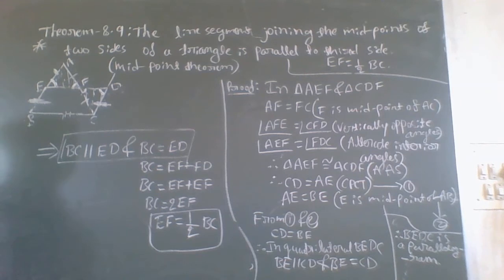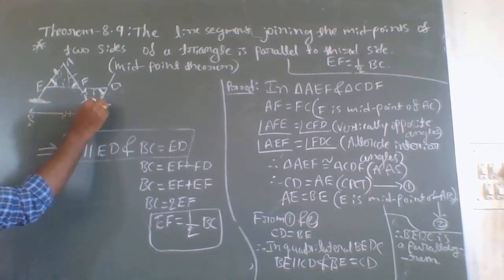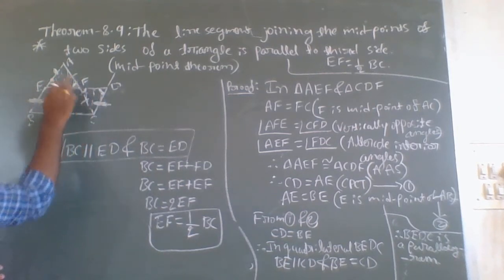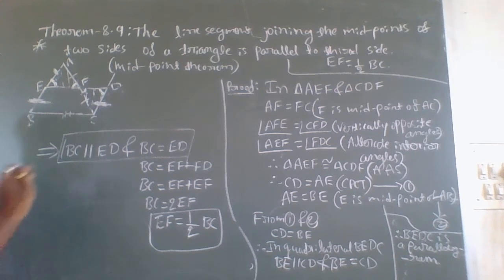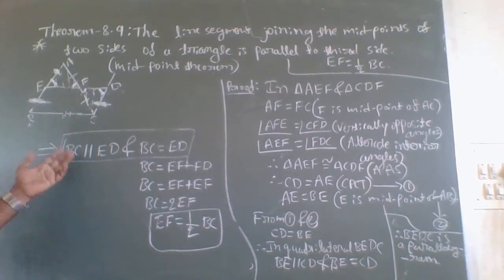So what we have to remember here: you have to prove these two sides are equal, because you know these two sides are parallel, but you have to prove these two are equal. To prove this, first we will consider these two triangles, so that you can prove these two sides are equal and these two sides are also equal. So by using this, you can prove this is a parallelogram. If this is a parallelogram, then these two sides are parallel to each other.